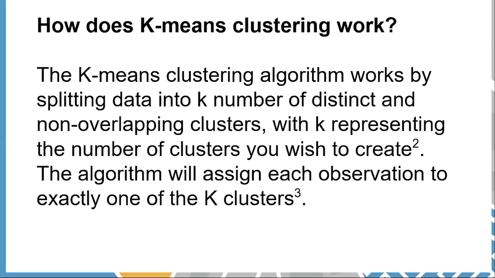So for the k-means clustering, how it basically works is it splits data into k number of distinct and non-overlapping clusters. And this k is the number of clusters you wish to create. So you'll see in the algorithm, you'll define, I want 2 clusters, or 3 clusters, those are 3 groupings, and so on and so forth. So what the k-means clustering algorithm will do is it will assign each pixel in your image to exactly one of the clusters that you've made available to it.